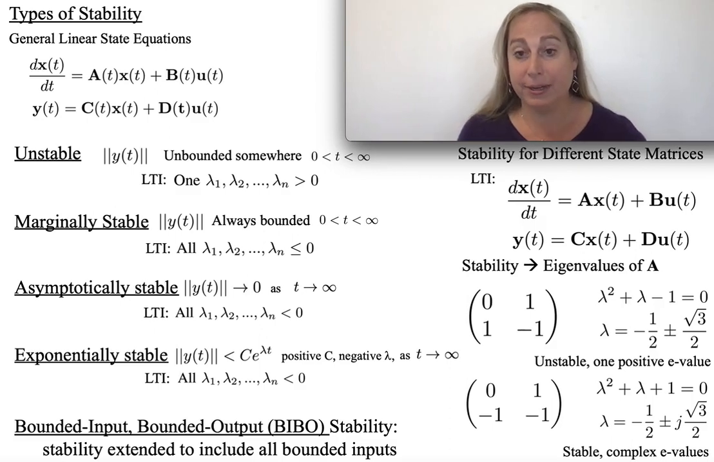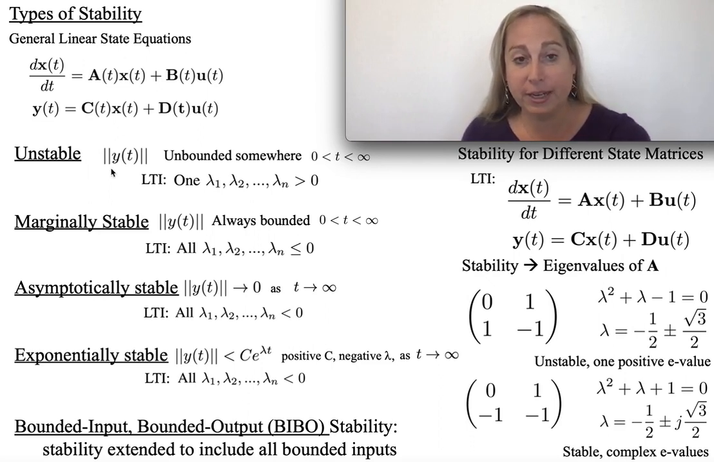So I'd like to talk about some aspects of stability when I'm dealing with linear state equations. In particular, you can imagine what would happen if I have a general set of linear state equations. We usually talk about a couple different forms of stability, and I just want to list them a little bit, and what their mathematical definitions are.